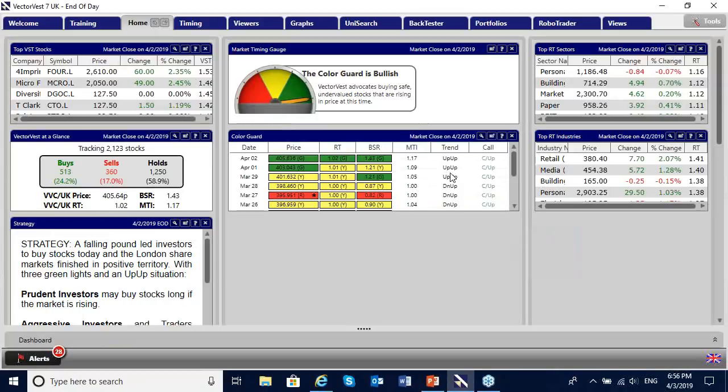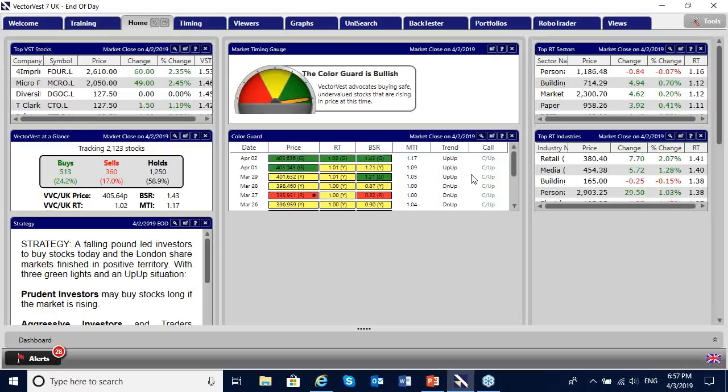These two words represent the trend situation, and up means that the short-term trend is up and the long-term trend is up. And that has been confirmed by price action, and this confirmed up has been up since the 9th of January, and it's still up. The advice is that VectorVest advocates buying safe, undervalued stocks that are rising in price at this time. So Jennifer, as long as the pointers and the advice are positive, and the primary wave, the underlying trend and a confirmed up are all saying yes, then I think you can certainly buy stocks and do exactly what it tells you.